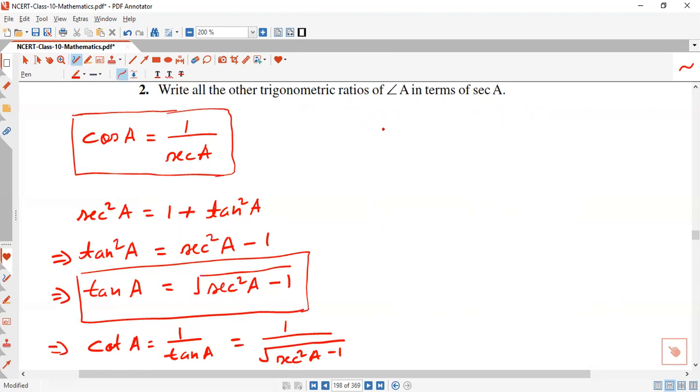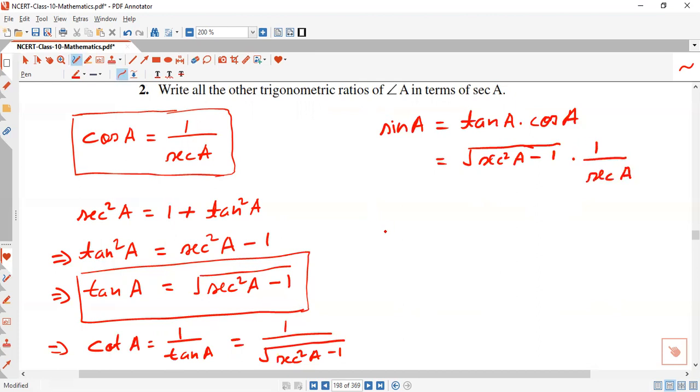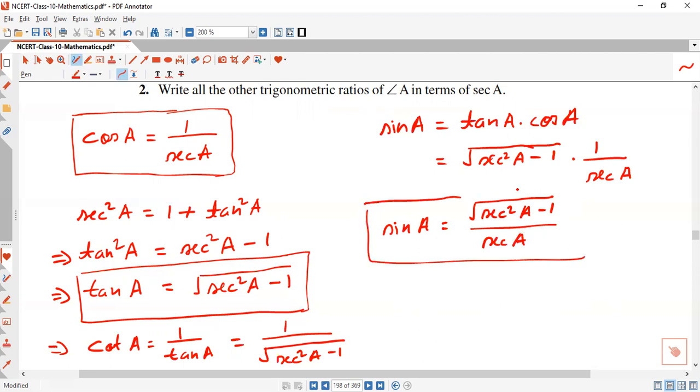All right. Next one, sin A. Sin A equal to tan A multiplied by cos A. So tan A equal to under root of sec square A minus 1, into cos A, which is 1 upon sec A. So sin A can be written as under root sec square A minus 1 upon sec A, and this is the answer.